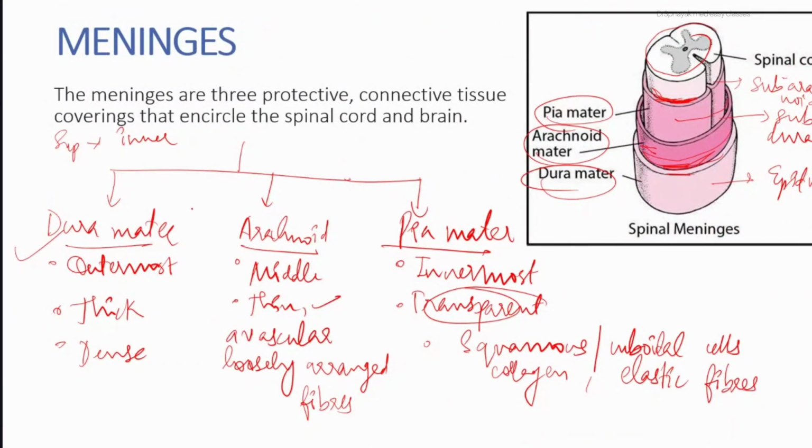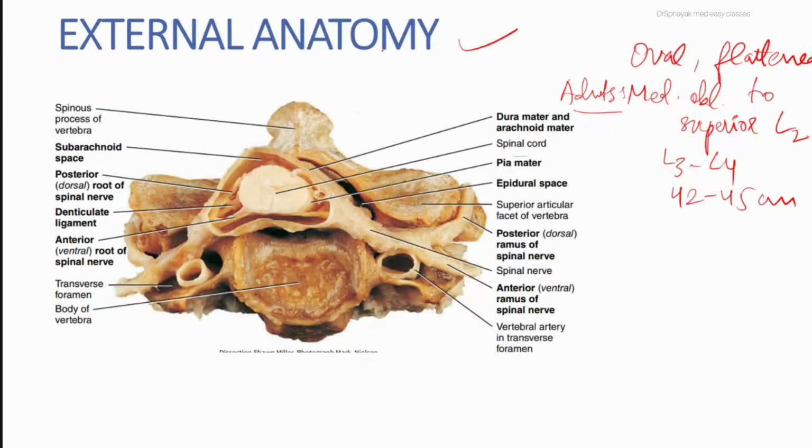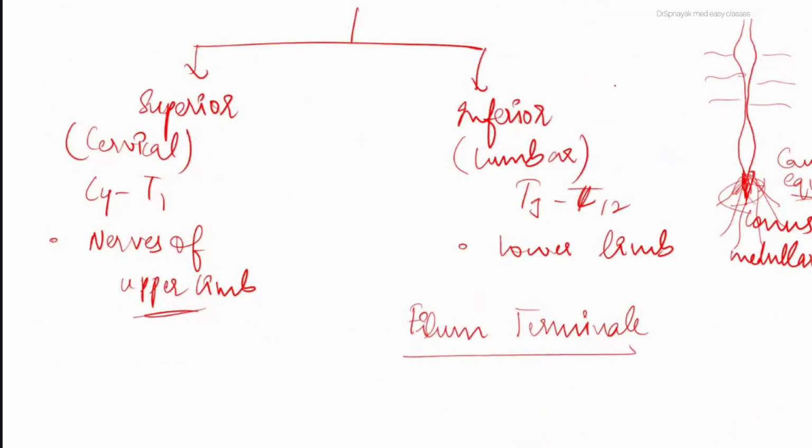We learned in detail about the meninges: the dura mater, arachnoid mater, and the pia mater. From superficial to the inner covering, dura is the outermost, arachnoid is the middle, and pia is the innermost covering. Then we learned the external anatomy of the spinal cord. It is an oval flattened structure, and it extends from the medulla oblongata to the superior L2 vertebra, and it is approximately 42 to 45 centimeters in adults.